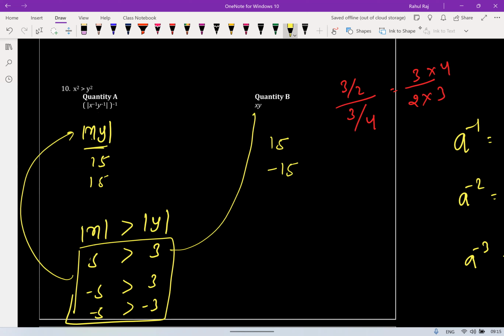In this case, this is greater. In this case, this is equal. So answer is D. How is it A? Oh yeah, it is equal in one case. You're right. Sorry.